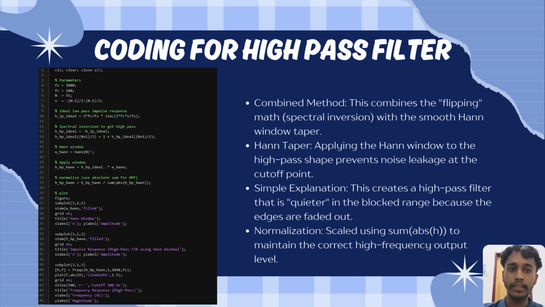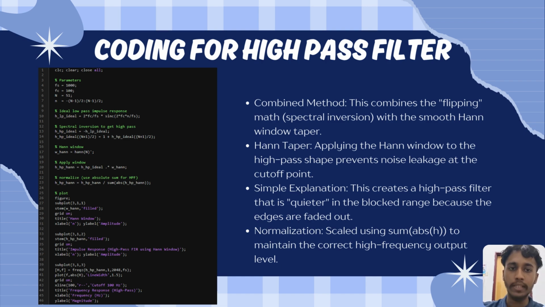The third one is tapering. Just like the low pass, we multiply this new shape with the Hann window command. This is really important because it prevents noise leakage from showing up right at the point where the filter starts working.